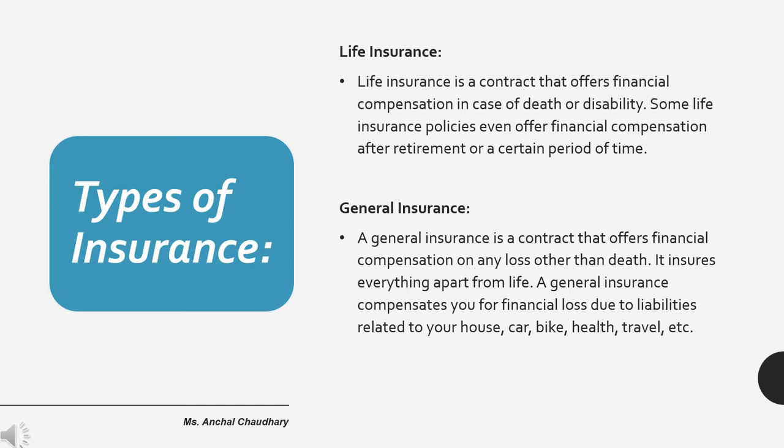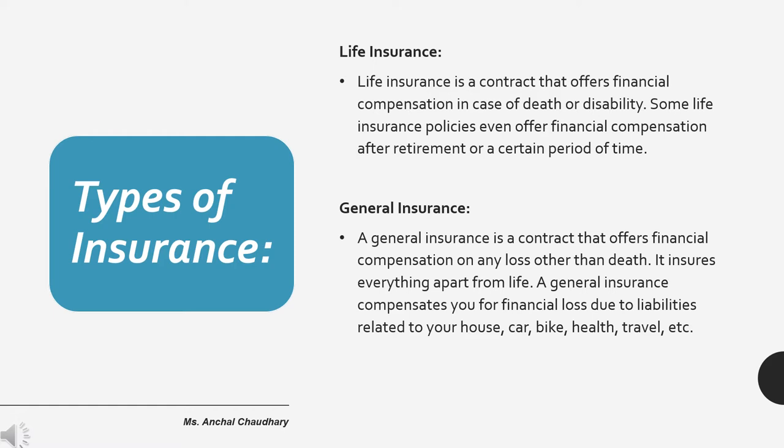First is your life insurance. Life insurance means it will be related to human life, right? So life insurance is a contract that offers financial compensation in case of death or disability. So basically what is insured here is that compensation will be given in the case of death or disability. Some life insurance policies even offer financial compensation after retirement or a certain period of time. But the main thing is that here we can go for insurance in case of human life only.